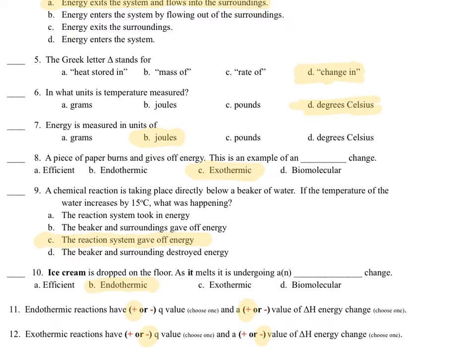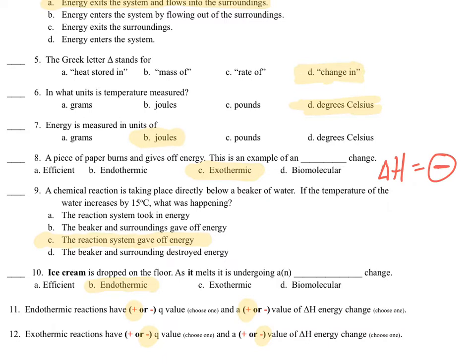Number eight, a piece of paper burns and gives off energy. This is an example of an exothermic process. Anytime something burns is exothermic. We call that combustion. Delta H for that process would be a negative number, a negative number meaning exothermic.